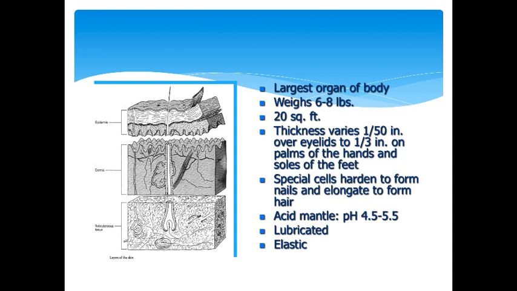And remember the thickness of our skin is very variable. So you can get a pressure ulcer on the bridge of your nose a lot quicker than you can on the bottom of your foot. The cells, these are special cells, they elongate, and they do your nails and hair. Another important thing to know is your pH should be between 4.5 and 5.5. You need to keep it well lubricated, and it's elastic.